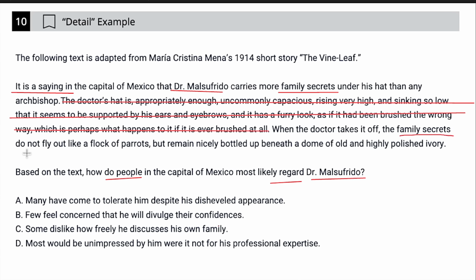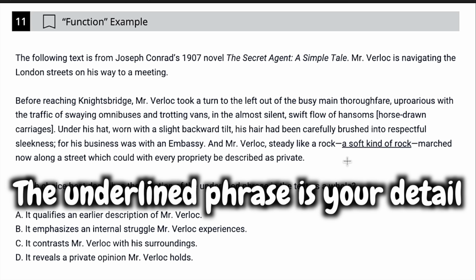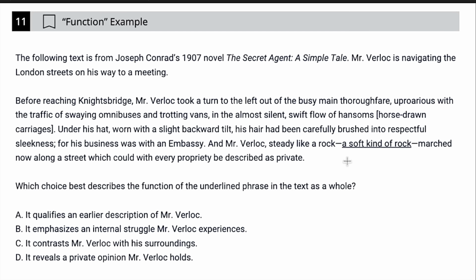For function questions, they're always going to give you an underlined phrase, which makes things easy because you literally just go to the underlined phrase and you start with that sentence and then you decide if you need to work backwards or forwards to get any sort of additional context. So here it says, this person studied like a rock, a soft kind of rock. And I already feel like I have an idea of what that means, so I would probably just stop there. Basically, I'm thinking this is like a qualifier or a caveat.